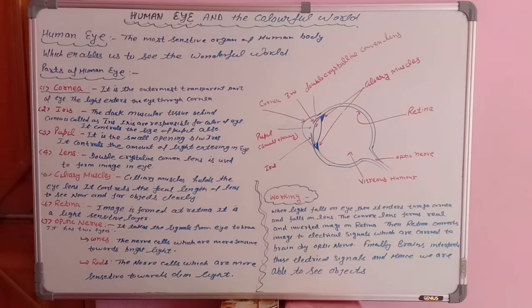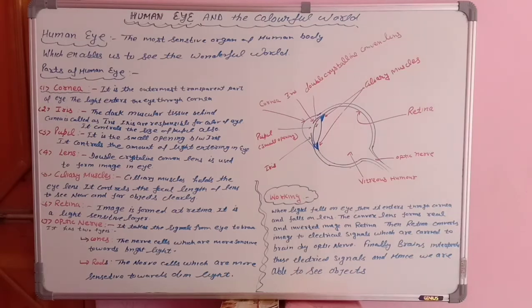Students, lens, which lens is in the human eye? It is a double crystalline convex lens. And ciliary muscles, just now I told you about them. Students, this point is very important. Ciliary muscles are responsible for controlling the focal length of the lens to see near and far objects clearly. Retina, the image is formed on the retina. Optic nerve, I just told you, it carries the signals to the brain, and it has two types of cells: cones and rods. Cones are the nerve cells which are more sensitive to bright light, and rods are the nerve cells which are more sensitive to dim light.